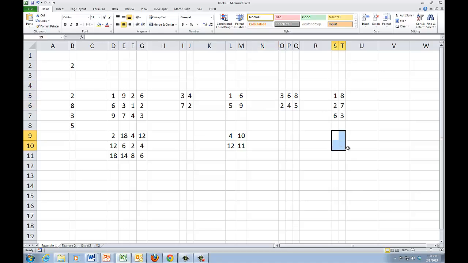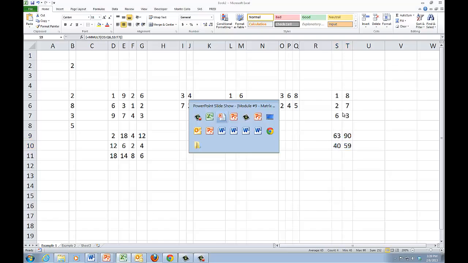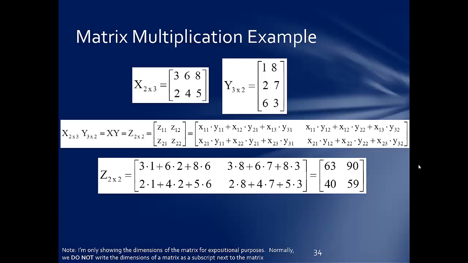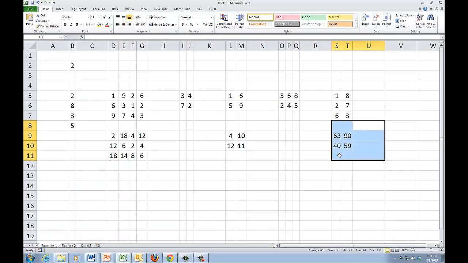So we highlight a 2 by 2 region. We type in matrix multiply, highlight the first matrix, highlight the second matrix, hit Control, Shift, Enter, and you can see that we get the exact outcome that was shown to us in the PowerPoint slide. 63, 90, 40, 59, and so we have it.